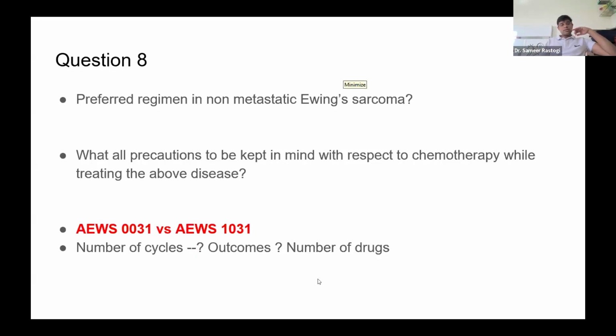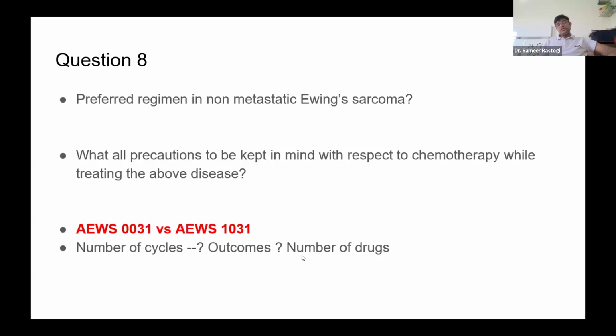Total of 14. This is dependent upon AEWS 0031, but in AEWS 1031 they use 17 cycles. So both 14 or 17, based upon this, can be given. The outcome of AEWS 1031, in which they compared with topotecan and cyclophosphamide, were better, but this is inter-trial comparison. So even if someone gives 17 cycles, that's fine.